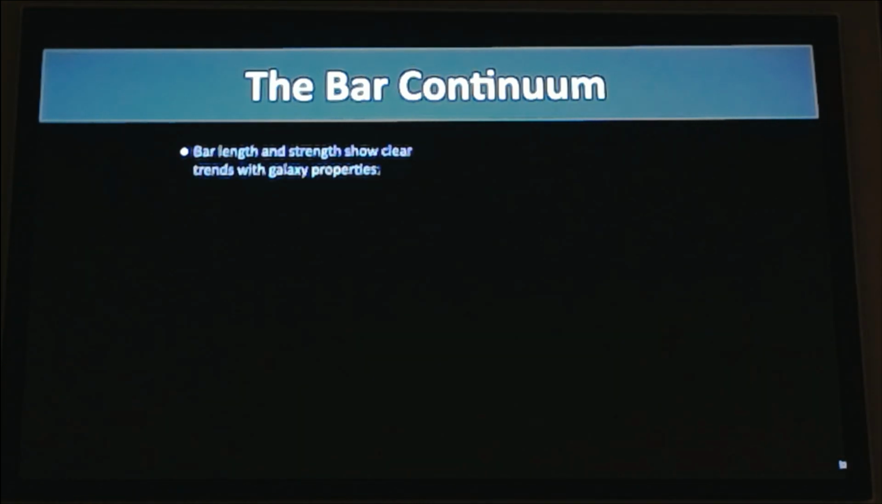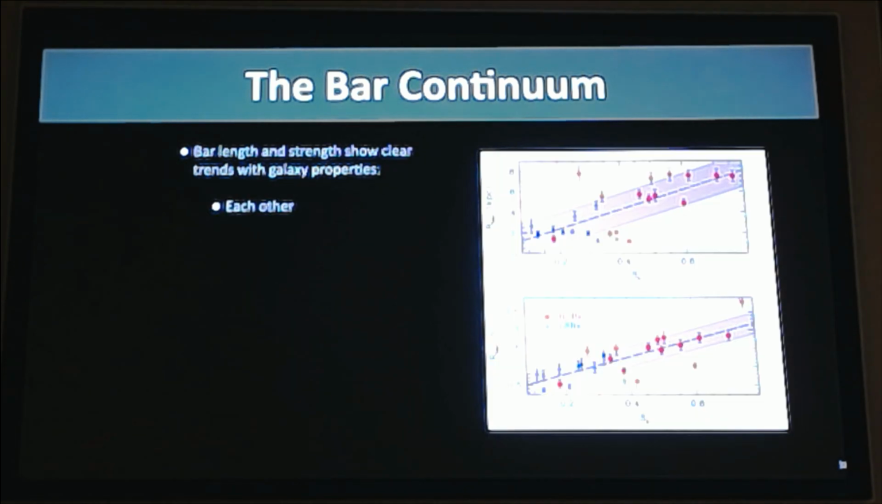So with all of these, we can explore if there's a bar continuum in properties, and we find that length and strength clearly show trends with galaxy properties. This includes with each other. So here's bar length in physical units as a function of bar strength, and this is normalized bar length as a function of bar strength. While both clearly trend with each other, the normalized bar length has a much tighter relation than the larger scatter with the physical bar length. Again, we're reflecting that these two galaxy populations are different sized objects.